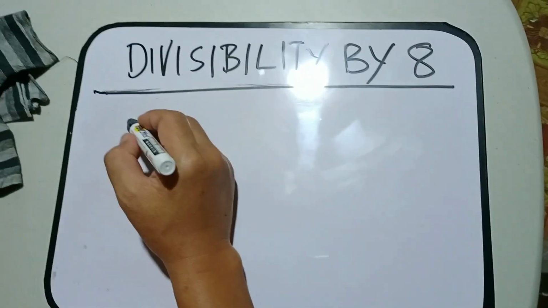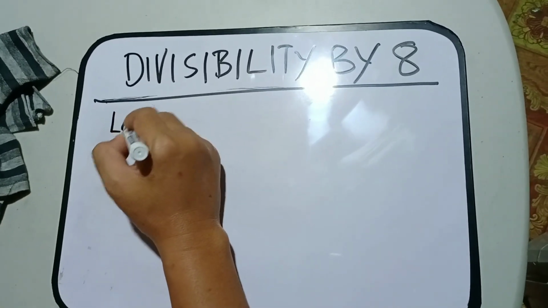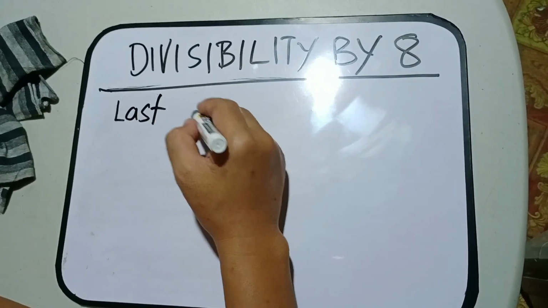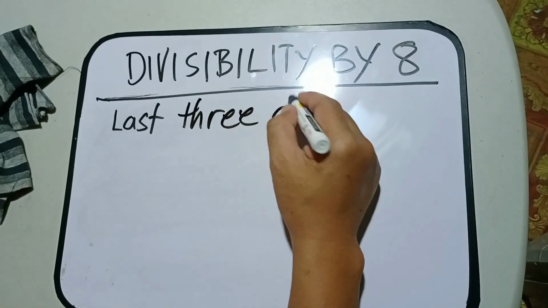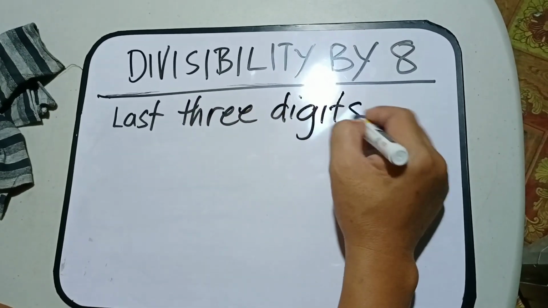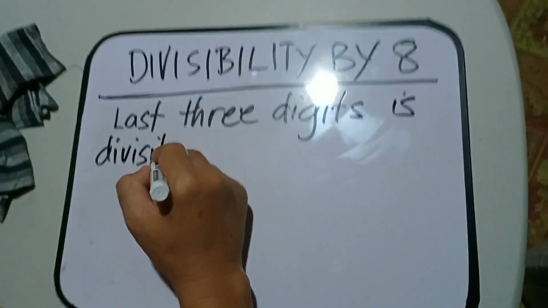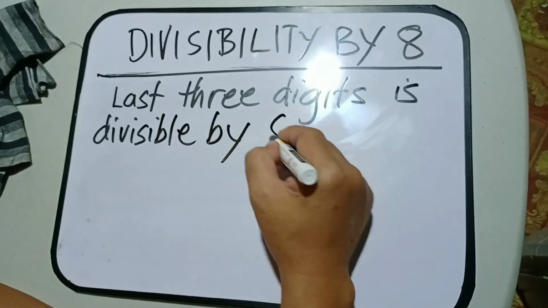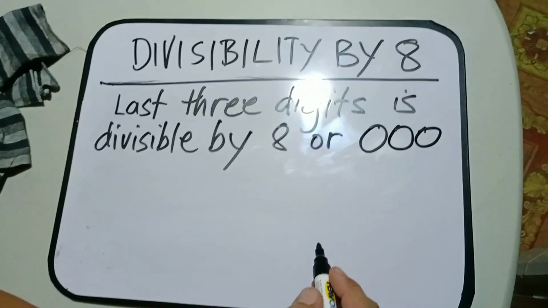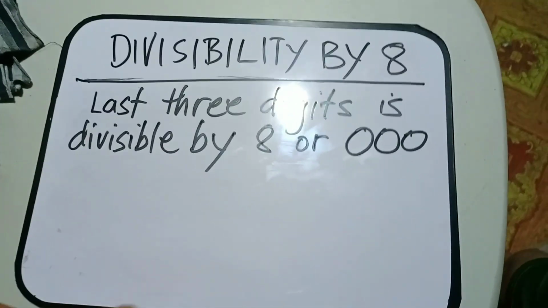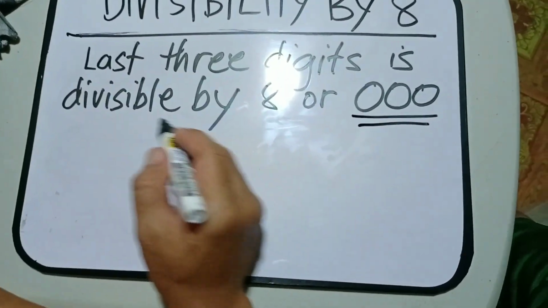Okay, so ang divisibility by 8, sabi dyan, kung kay 4 ay last 2 digit ang tinitingnan natin, so, kay 8, last 3 digits. Okay, if the last 3 digits is divisible by 8 or 3 zeros. Kung kay 4, dalawang 0, kay 8, 3 zeros. Yan. Tsaka, okay, example.